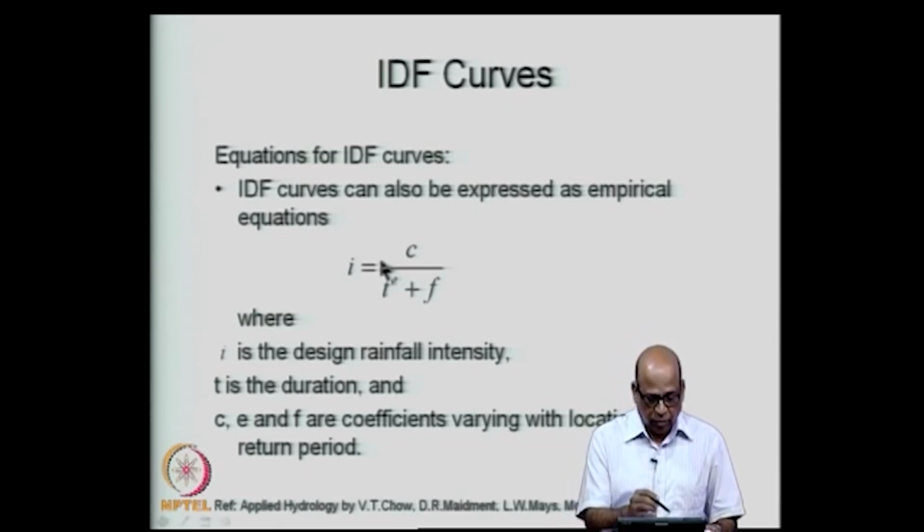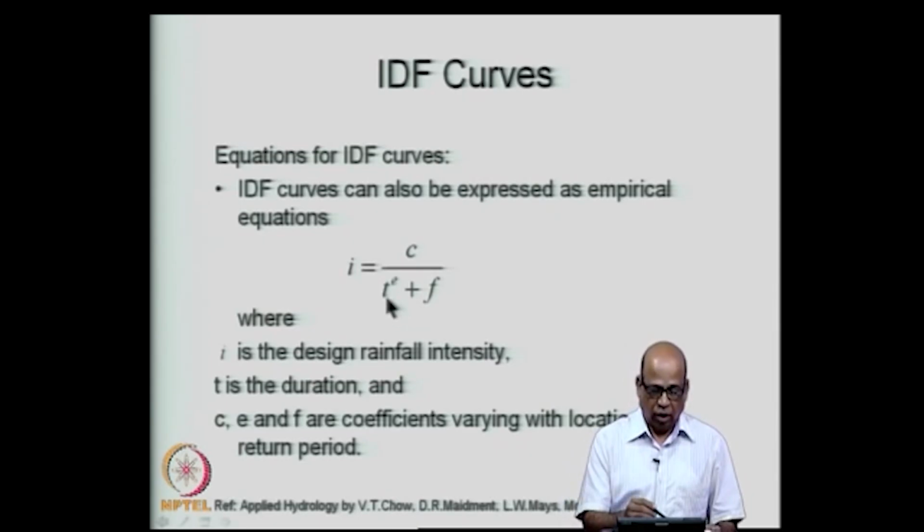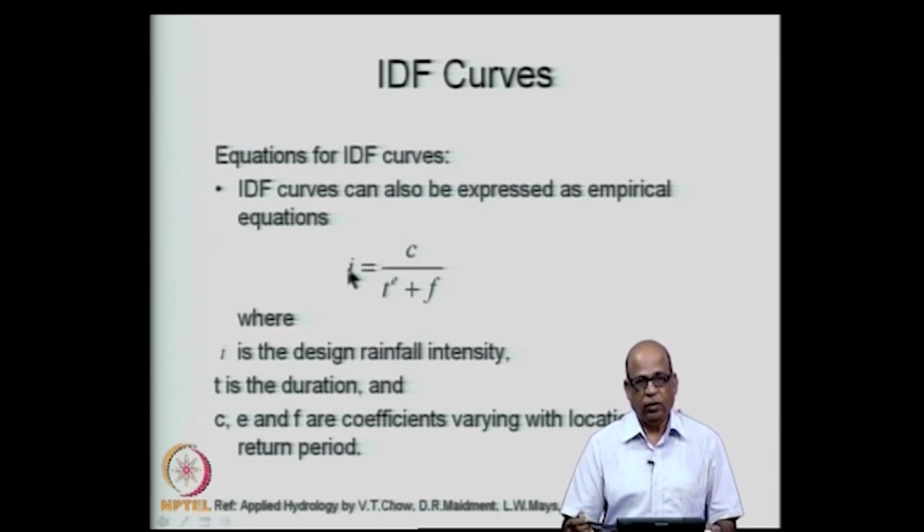So, from this then, if you specify the return period for a given location, you obtain C, E and F, which are functions of the return period, and you have the duration. Now, duration is the design duration, which again we fix based on the catchment characteristics, typically related to the time of concentration, how much time it takes for the water to flow from the farthest region of the catchment. That decides in some sense the design duration, and from that you can get I, which is the rainfall intensity to be used in the hydrologic designs.